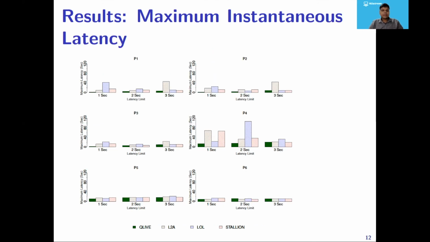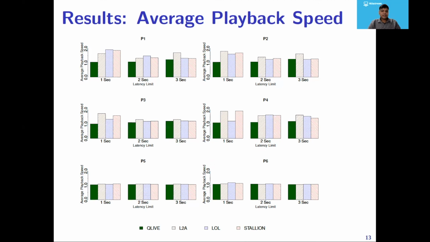A similar trend can be seen for the maximum instantaneous latency, where QLive is also outperforming other methods by having the minimum value. Looking at the average speed, we can see that QLive is closer to the normal speed of 1x compared to the other methods, even for the fluctuating bandwidth profiles P3 to P6 for different latency limits.